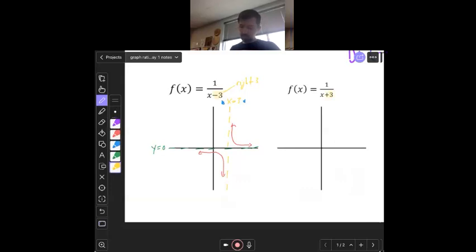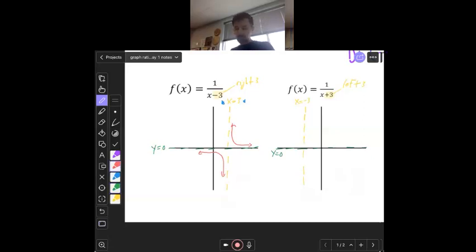Plus 3, that's actually a left shift. So that's going to take my asymptote and move it to the left. Instead of being at 0, it's going to be at negative 3. And there's nothing special about 3. I just picked a number. It could have been 5, it could have been 1. I just decided to use 3. But that left shift does not affect our horizontal asymptote.